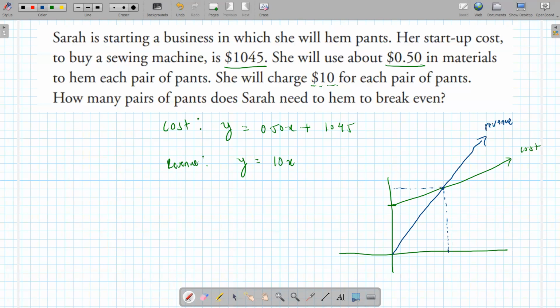How do we find a POI between two equations? You set them equal to each other. So you do this, you're gonna get 9.5x is equal to 1045.